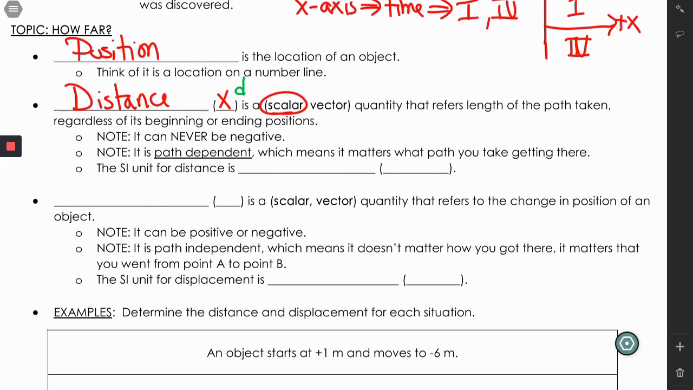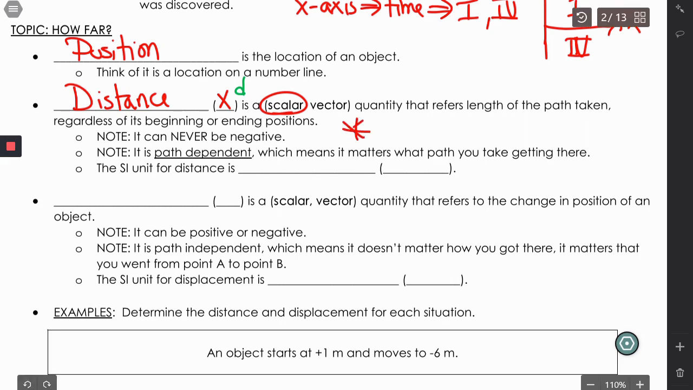It is path dependent, and that's an important thing to distinguish between displacement and distance, is that it does matter how you get there. Okay, and what that really means is it matters if you take a left versus a right, if you go straight versus you turn around and go back straight. So it's just going to depend on it, right?